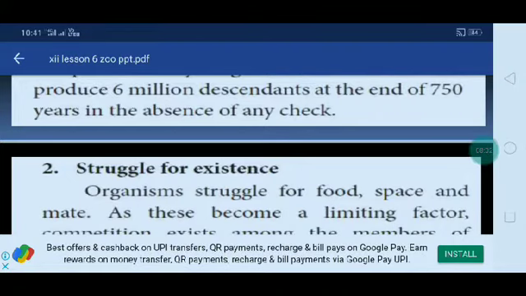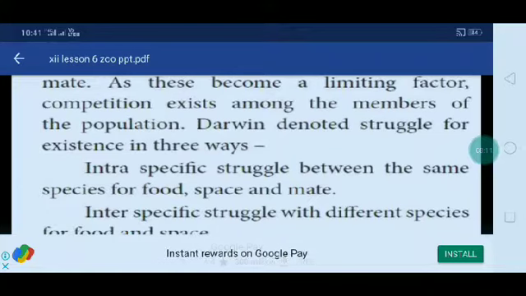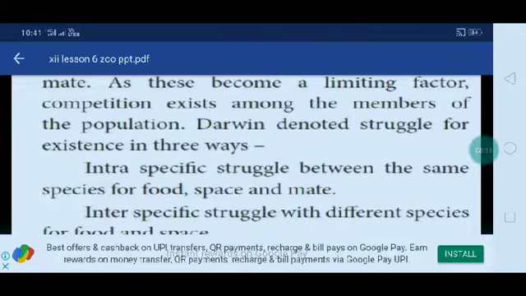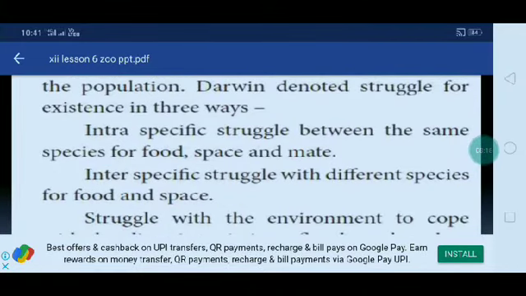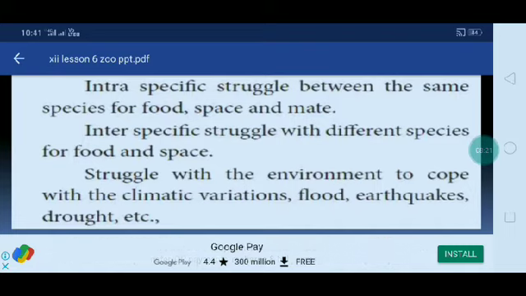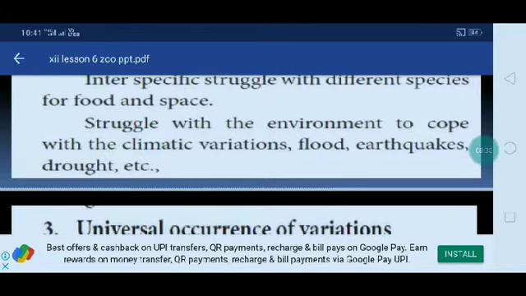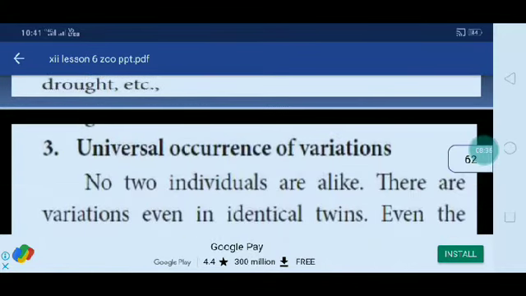The next one is struggle for existence. Organisms struggle for food, space and mate. As these become limiting factors, competition exists among the members of the population, and Darwin denoted struggle for existence in 3 ways: intraspecific struggle, interspecific struggle and struggle with the environment. Intraspecific struggle is between the same species for food, space and mate. Interspecific struggle is with different species for food and space. Struggle with the environment is to cope with climatic variations, food, earthquake, drought, etc.